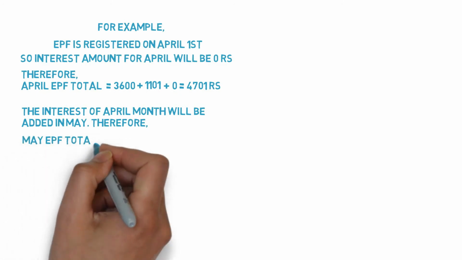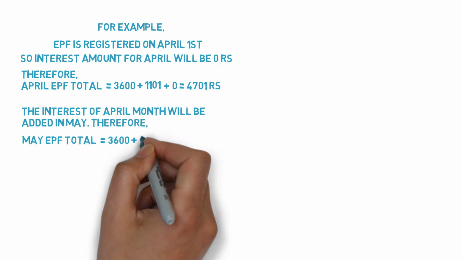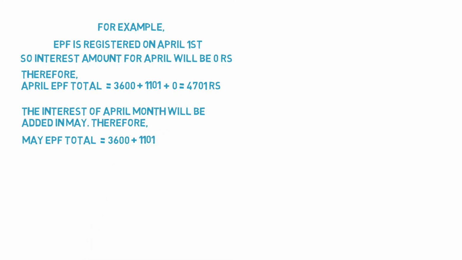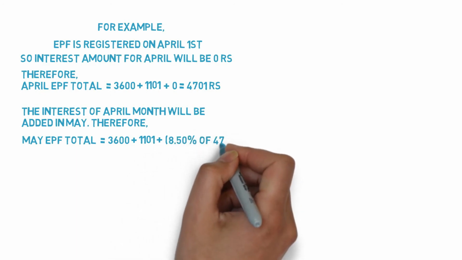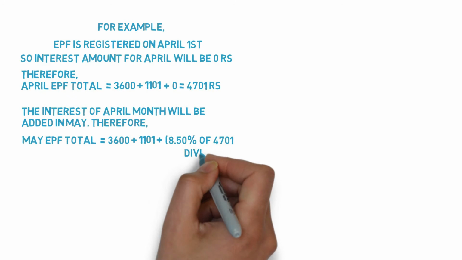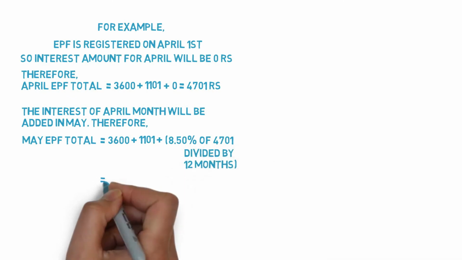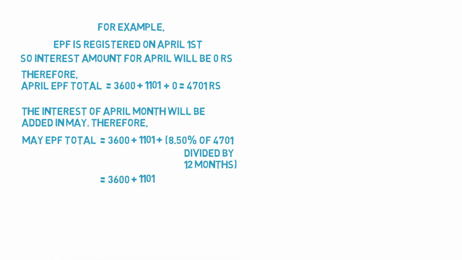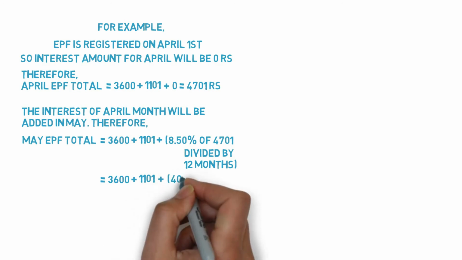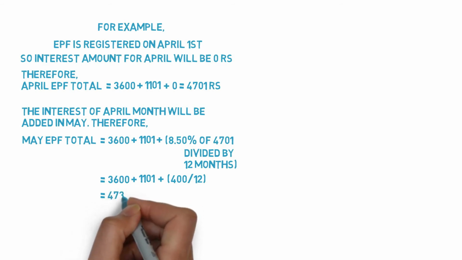Therefore, at the month of May, the EPF would be 3,600, which is 12% of your share, and 1,101, which is 3.67% of your employer's share, plus 8.5% of EPF amount divided by 12 months of the year. This equals 3,600 plus 1,101 plus 400 by 12, which equals 4,735 rupees.